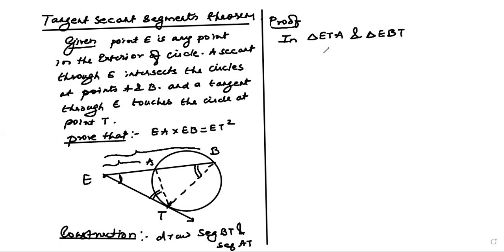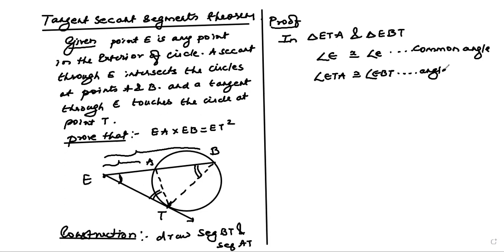Now you can see here, children, angle E is congruent to angle E. I can say common angle. You can go for a three-letter name also, it doesn't matter. It should be angle TEA and angle BET. Then another one: angle ETA is congruent to angle EBT. You can call this angles in alternate segments, or the tangent secant theorem. Therefore, triangle ETA is similar to triangle EBT by AA test of similarity.